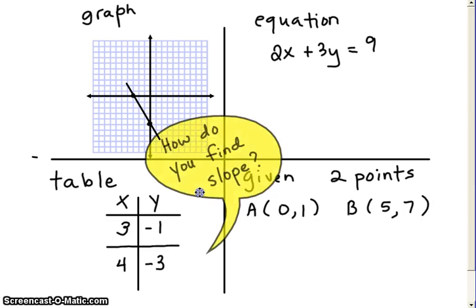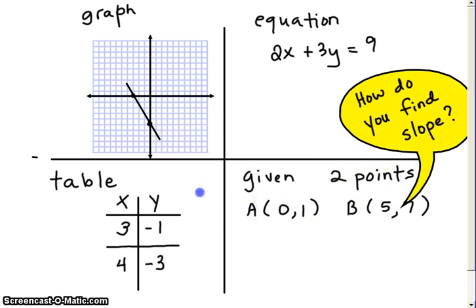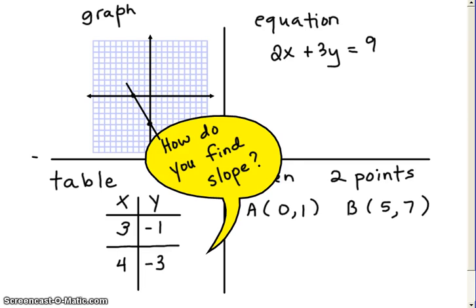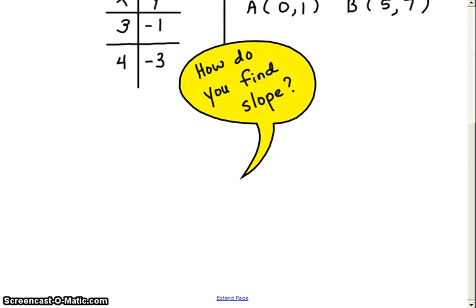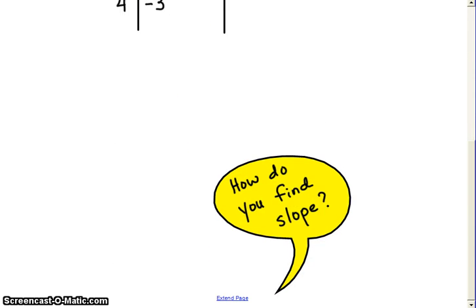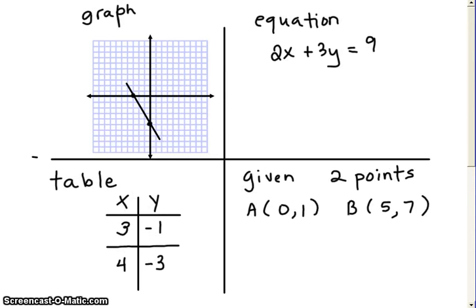Okay, chapter 2.4 deals with linear functions, and the big question is, how do you find slope? In these different given situations, if I have a graph, then what I'm going to do is connect the 2 points to form a triangle, and then I'm going to count the rise over run.